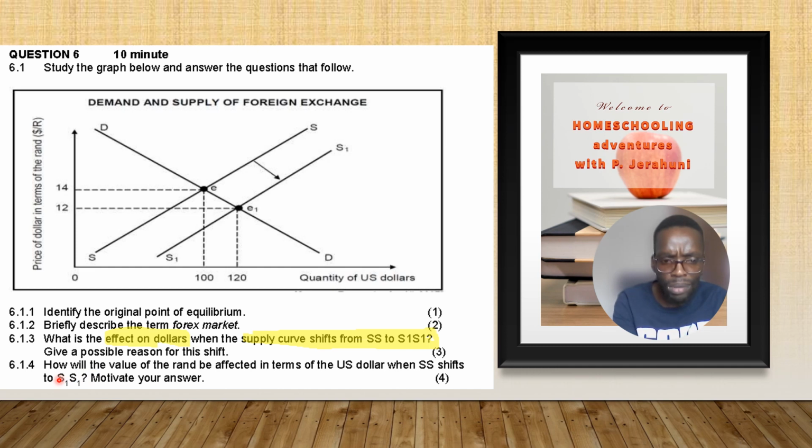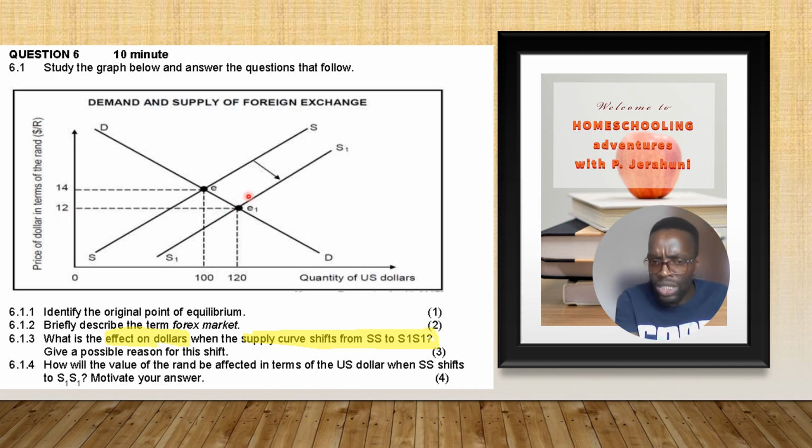And then the next part to the question was, how will the value of the rand be affected in terms of the US dollar when the S shifts to S1? So what is going to be the effect? Now you need to understand that the US dollar has depreciated in value. Why? Because at first you'd need 14 rands to get 1 US dollar.